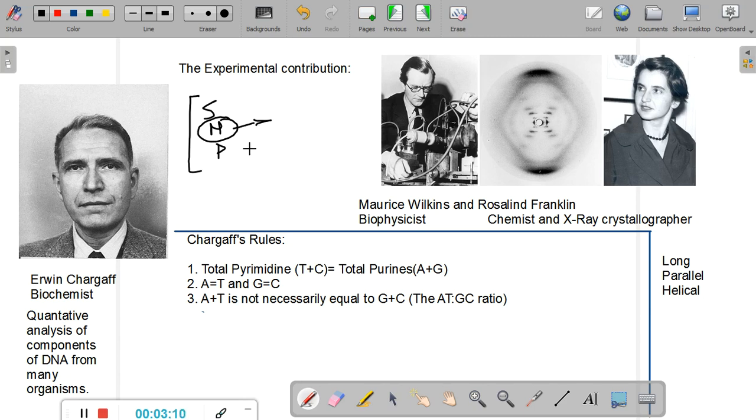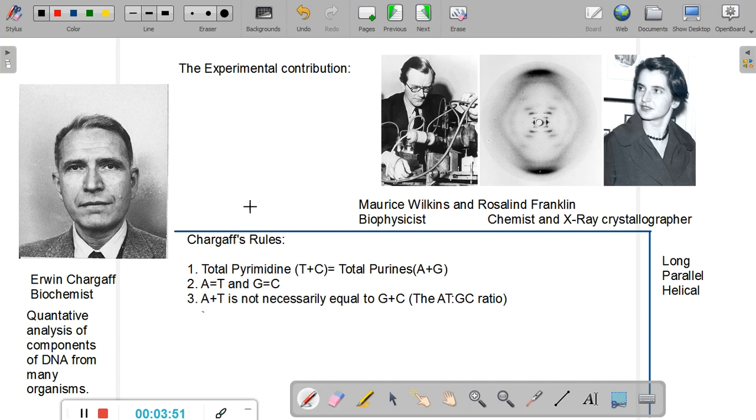When I say quantitative analysis, what I mean is he started finding out that the DNA of a certain organism, for example Drosophila, the fruit fly, contained how much adenine, how much guanine, how much cytosine, and how much thymine. These are the four nitrogenous bases, and he was interested in the amount of each of them in the DNA. Not only did he work on Drosophila, he worked on the DNA of many different organisms, and at the end of his study, he reached a certain conclusion. That is the conclusion we are going to study now.